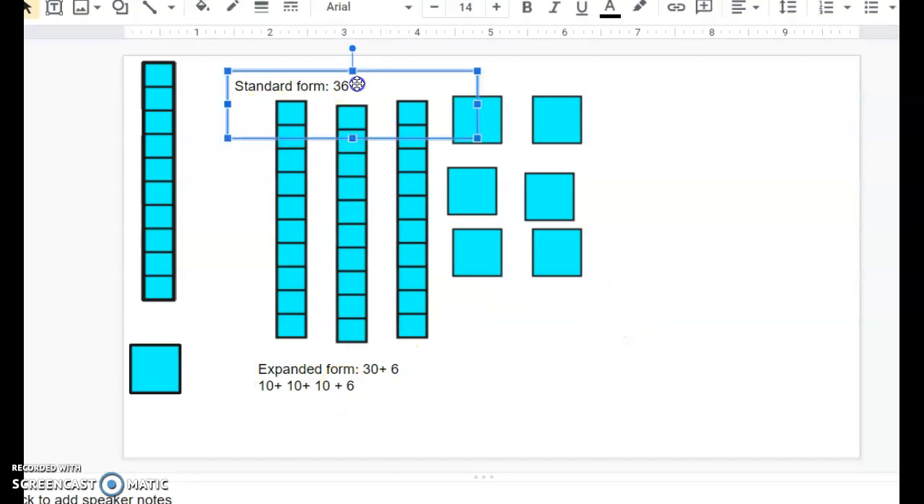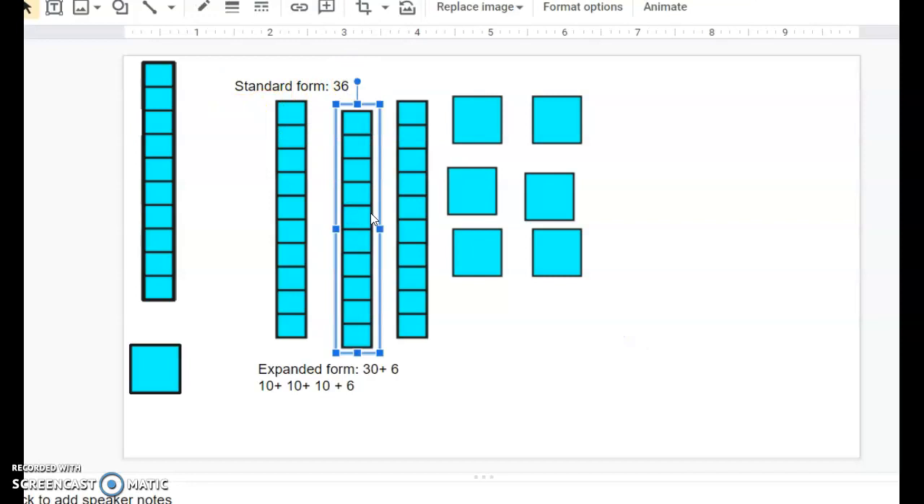So again, standard form is just writing the number. Pictorial form is to show it with a picture, and expanded form is when you break apart the number.